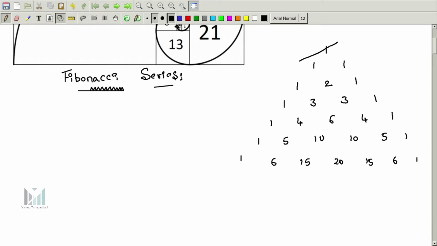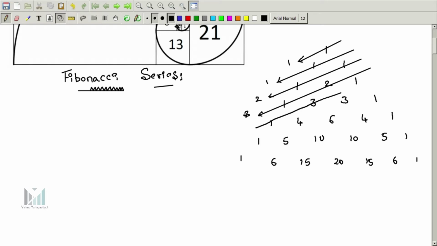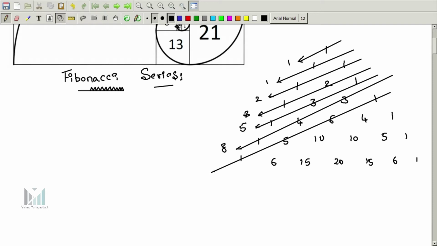Now you can see the first value of Fibonacci is 1, the second value is also 1, the third value is 1 plus 1, that is 2. The fourth value is 1 plus 2, that is 3. The fifth value is 1 plus 3 plus 1, that is 5. The next value is 1 plus 4 plus 3, that is 8. The next value is 1 plus 5 plus 6 plus 1, that is 13. Likewise, you can imagine what could be the next value.